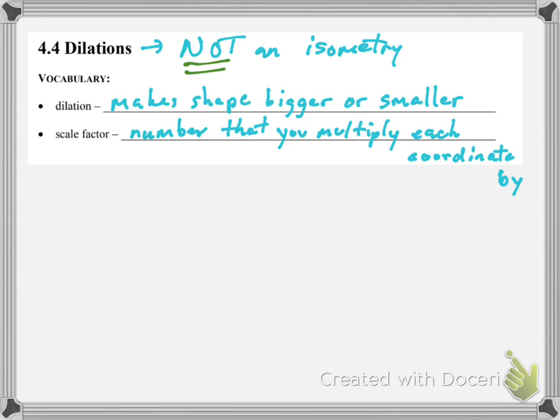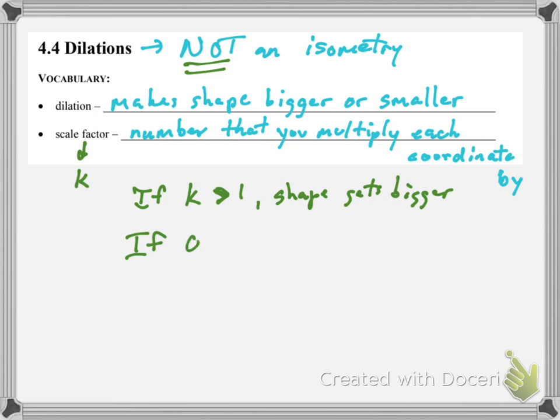Scale factor is going to be a very important term for us. Scale factor is the number that you multiply each coordinate by. Okay? So scale factor typically is represented by the letter K. So if K is greater than 1, the shape gets bigger. Okay? If K is between 0 and 1, then the shape gets smaller. Okay, that's the general rule.